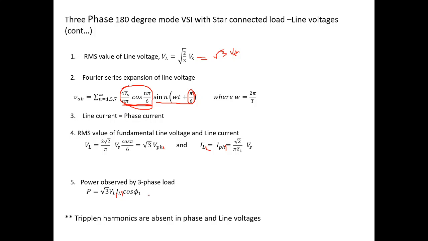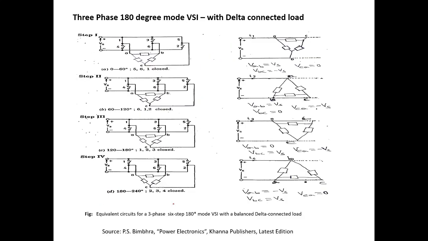Our interest is to find out the power absorbed by the 3-phase load due to the fundamental component only. So consider only the RMS value of the fundamental line currents. We know how to compute the power absorbed due to any component using line quantities, right? Root 3 into line voltage into line current into the power factor of the particular component. Now I have considered only the fundamental component, so I have assigned 1 here. Triplen harmonics are absent in phase voltage and line voltages in this 3-phase 180 degrees mode VSI.